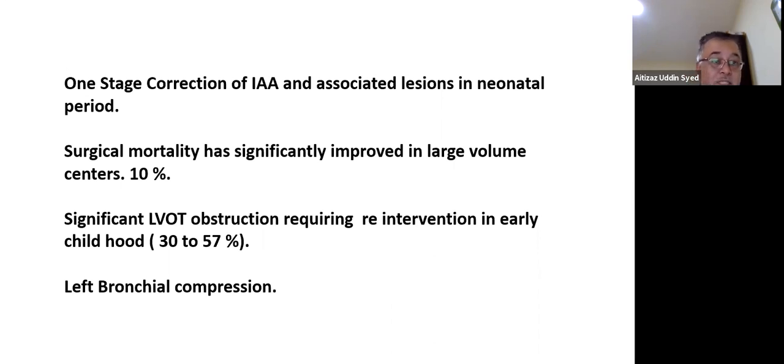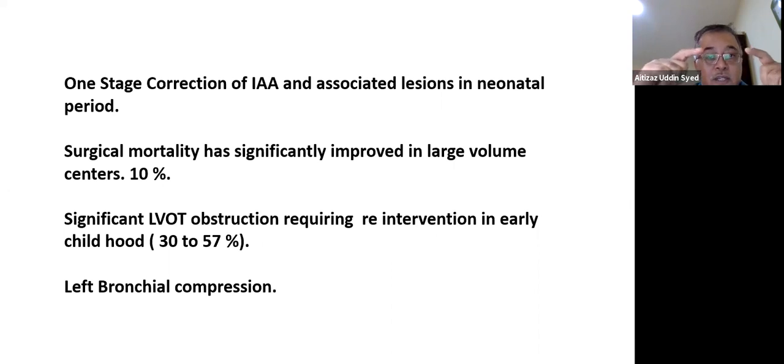Even when you repair in one stage, significant left ventricular outflow tract obstruction can develop, and re-intervention is possible in up to 50% of the children in early childhood. So you have to follow for the LVOT. Now we are talking about the commonest variety, which is type B, which has an associated VSD with posterior deviation.